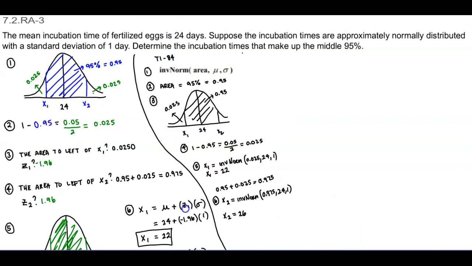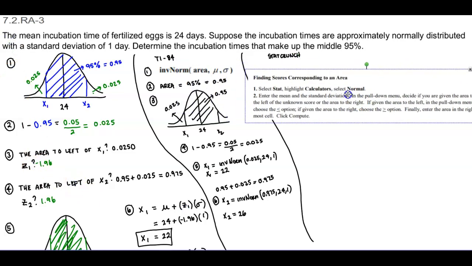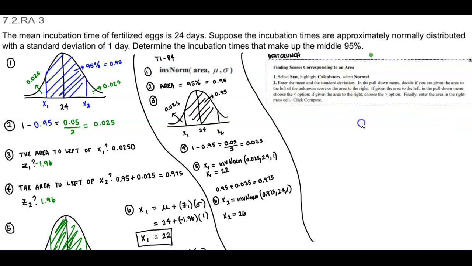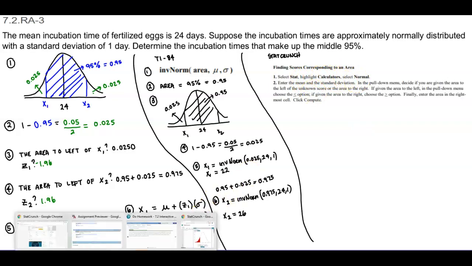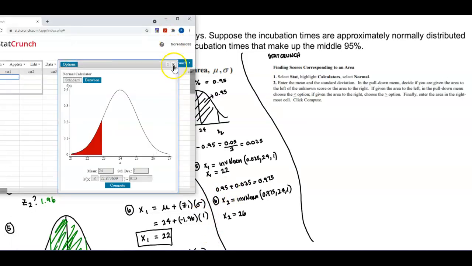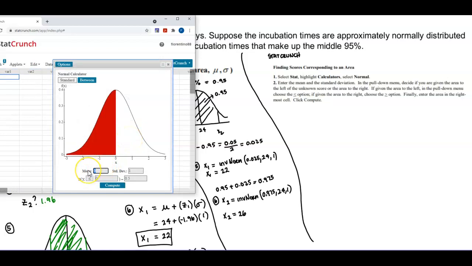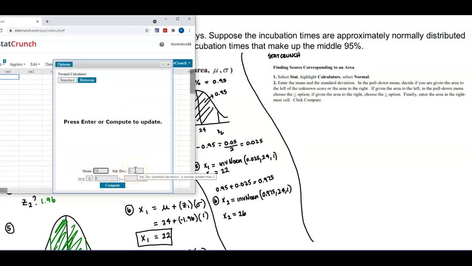Okay, so now let's use StatCrunch. If we're using StatCrunch, then again we want to find scores corresponding to an area. We're going to select Stat, highlight Calculators, and then select Normal. Okay, so let's go ahead and open up StatCrunch. We're going to go to Stat, select Calculators, and then go to Normal. Okay, so we know that the mean is 24. We know the standard deviation is 1.